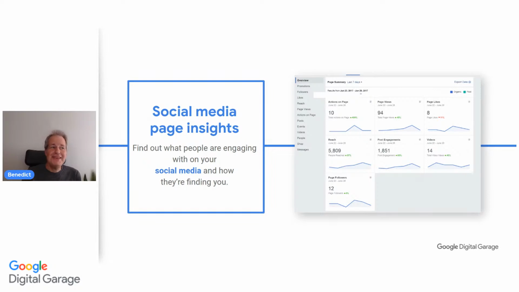So, social media page insights. For example, platforms like Facebook, Twitter, Instagram and YouTube have page insights, where you can actually see how people are engaging with your social media and finding you. Sometimes it's called insights, sometimes things like analytics, which is typically the word used. It's a very, very handy tool if you have a Facebook page set up for your business.